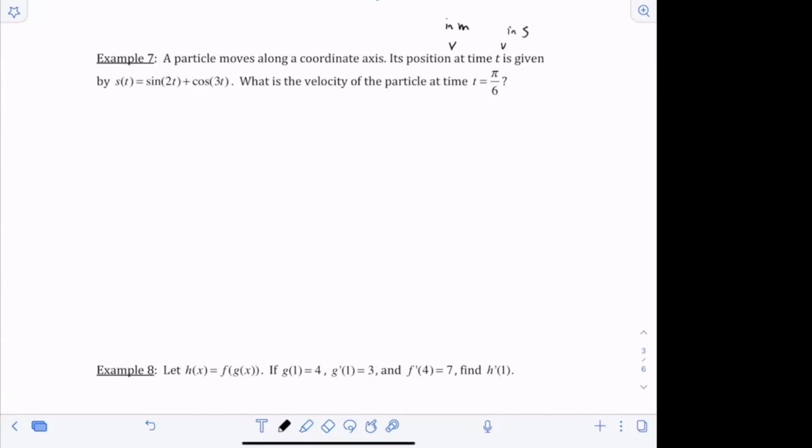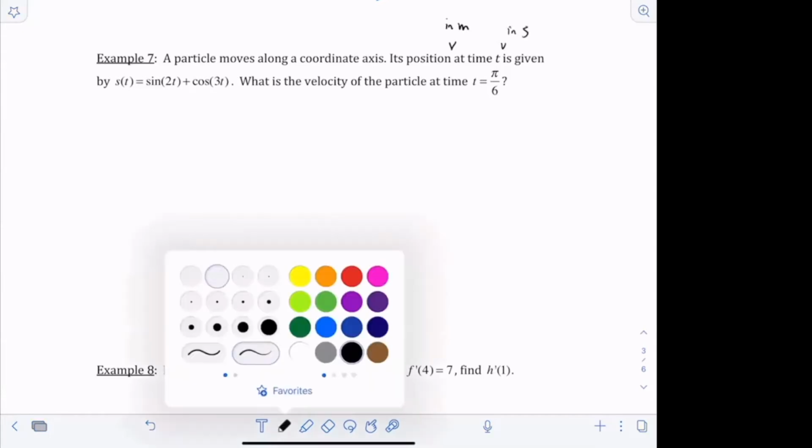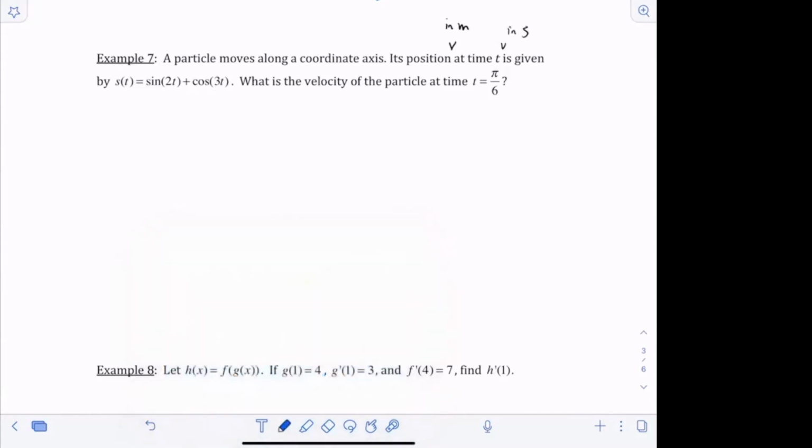So they give us that when we say a particle moves along a coordinate axis, we're just saying it moves in a straight line. So it could be moving from right to left or something like that, or it could be moving up or down. But it's a straight line.